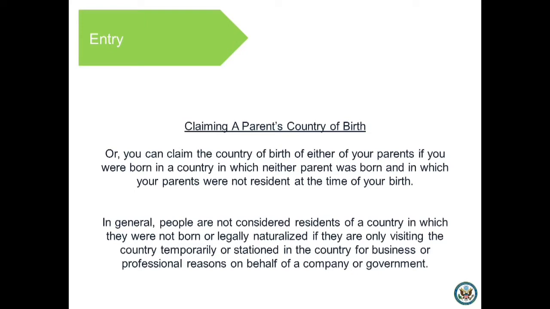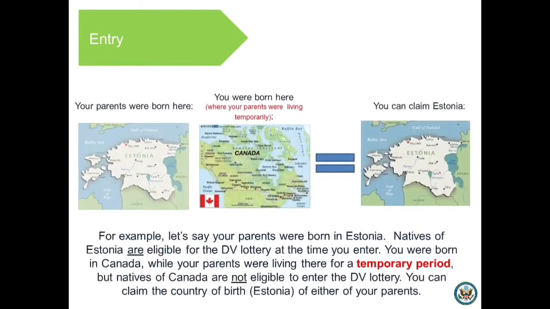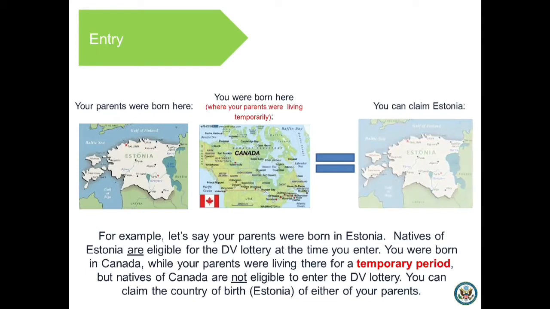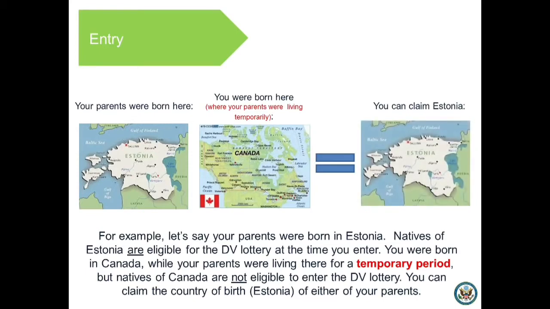For example, let's say your parents were born in Estonia. Natives of Estonia are eligible for the DV lottery at the time you enter. You were born in Canada, while your parents were living there for a temporary period, but natives of Canada are not eligible to enter the DV lottery. You can claim the country of birth, Estonia, of either of your parents.